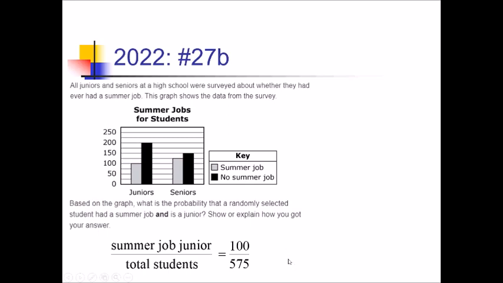And if you want, you could reduce this by 25. So that would be 4 over, well, let's see here, 600 divided by 25. How many quarters would that be? $6, that would be 24 quarters. So 1 quarter less would be 23. So then 4 over 23 if you wanted to reduce it.